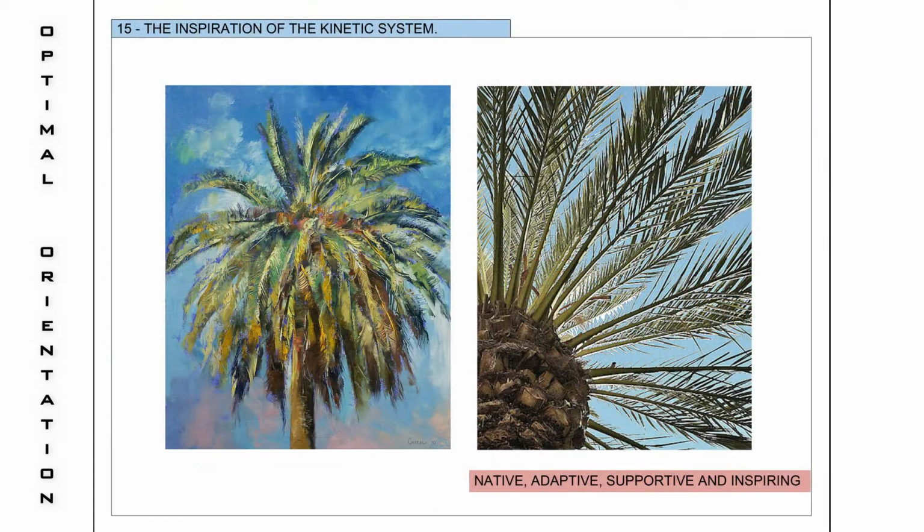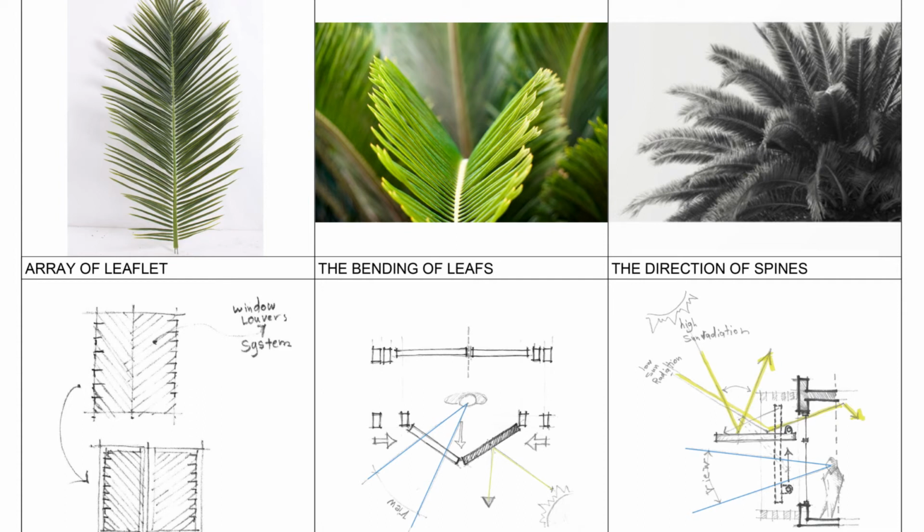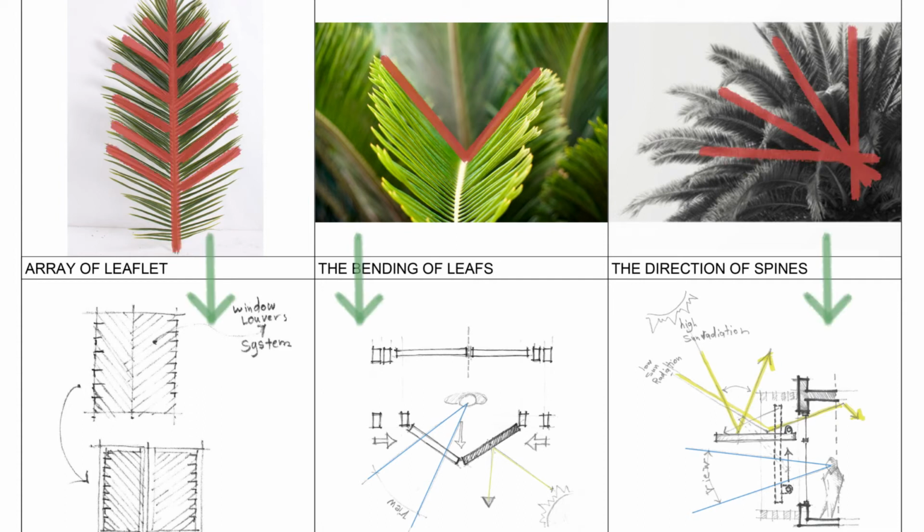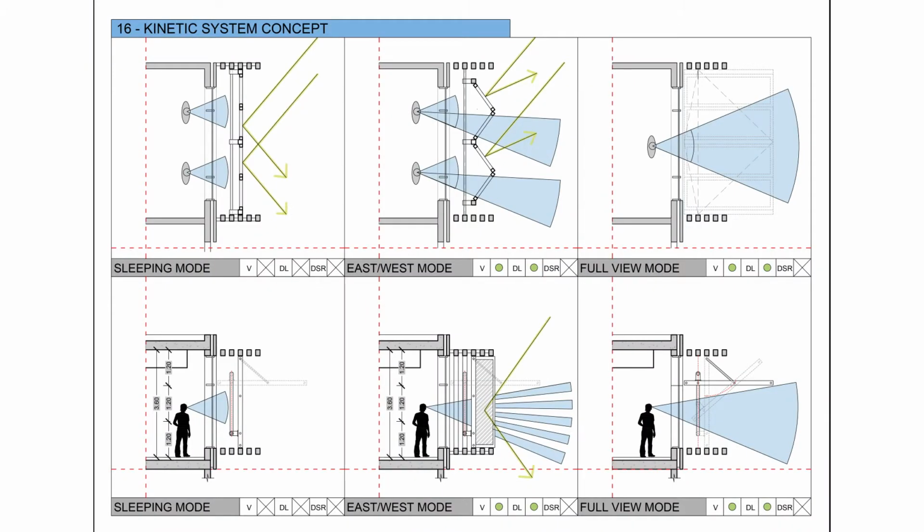Kinetic system concept. The kinetic system is designed to be an automated system with variable modes, which can be controlled, programmed, and optimized through a smart home system controller. Mode number 1, the sleeping mode, is totally closed. Mode number 2, east-west mode, can stop the solar radiation but still allow the view and diffuse light to enter the house. Mode number 3, canopy mode, allows for full view and diffuse light to enter the house.